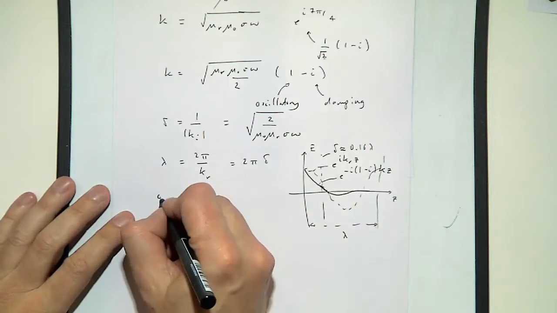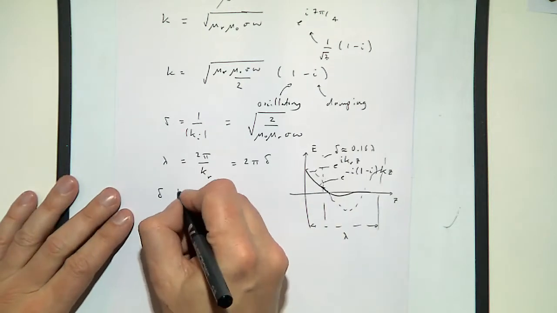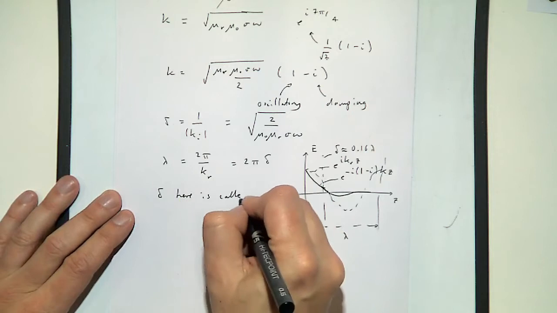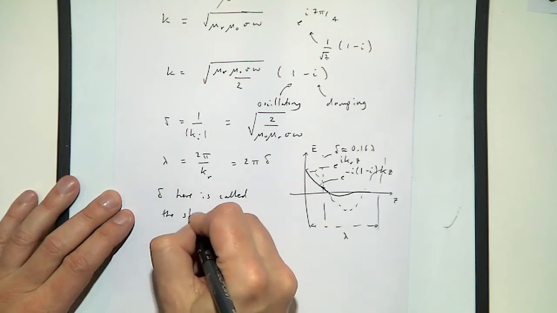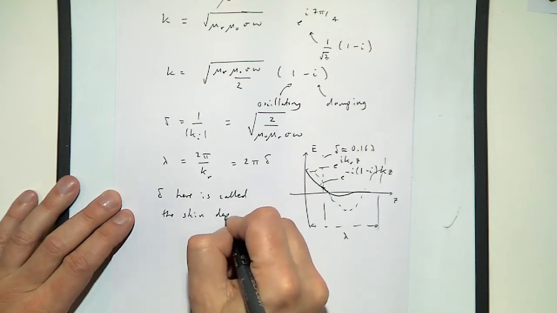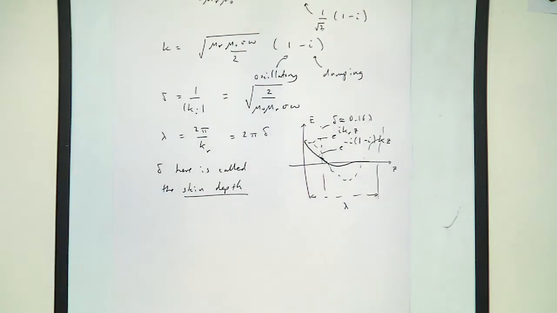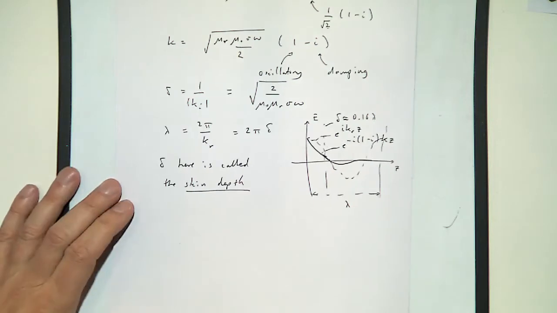So really, this is a proper skin depth, isn't it? Delta here is called the skin depth, as we call it. It's very important. Let's write it down by swapping omega for the frequency. That's a little more convenient. And we'll swap the conductivity for the resistivity. This is the bulk resistivity.